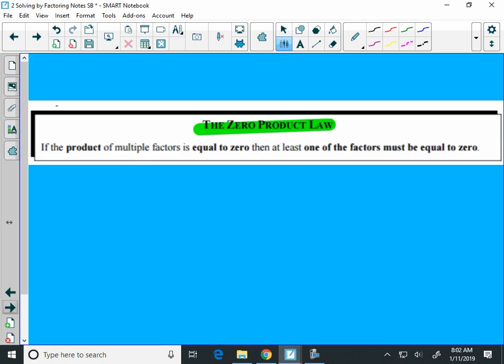We have something called the zero product law. The product is what happens when you multiply things. The zero product law says the product of multiple factors is equal to 0 if at least one of the numbers you're multiplying equals 0. So for example, if I have two things that I'm multiplying together that equal 0, at least one of them needs to be 0. You could have 2 times 0 or 0 times 6, or you could have both of them equal to 0. So when you multiply things together and they equal 0, at least one of them has to be equal to 0. That's called the zero product law.